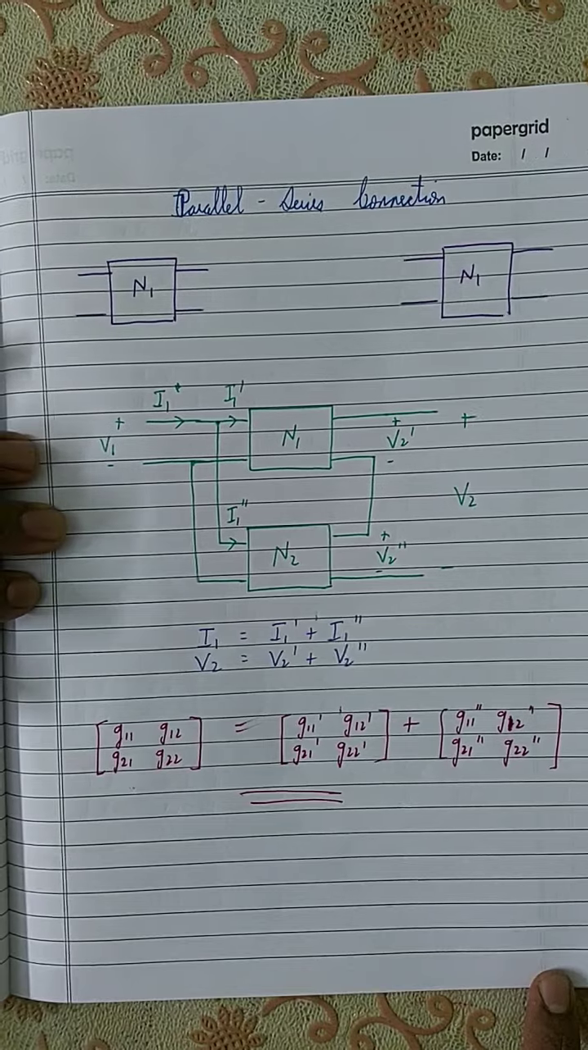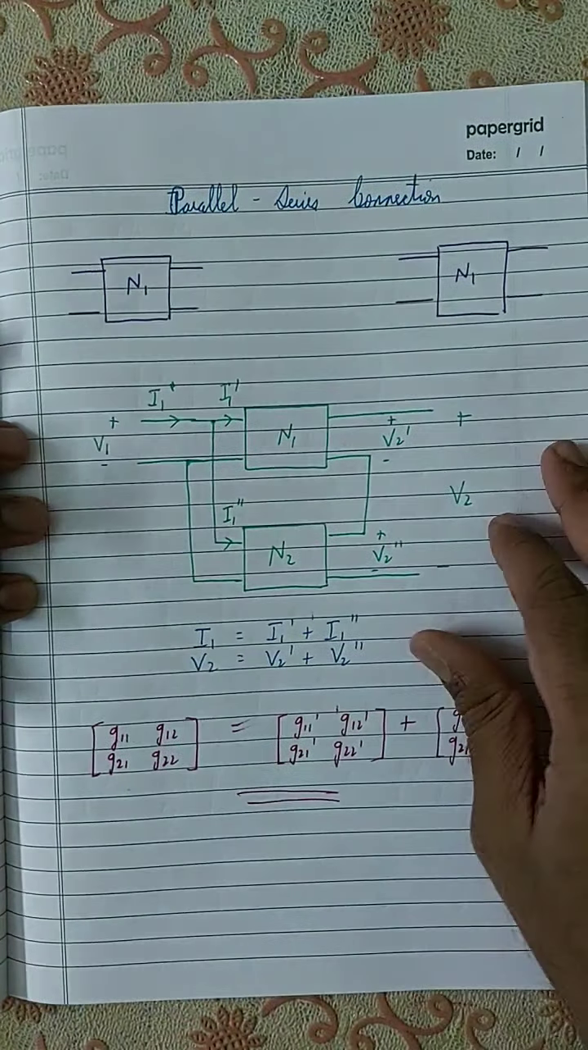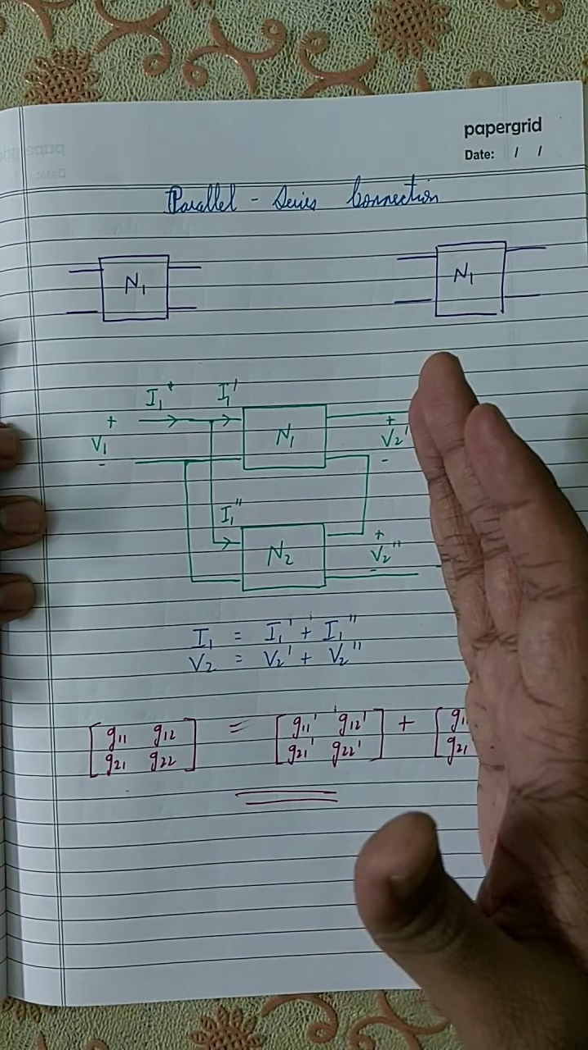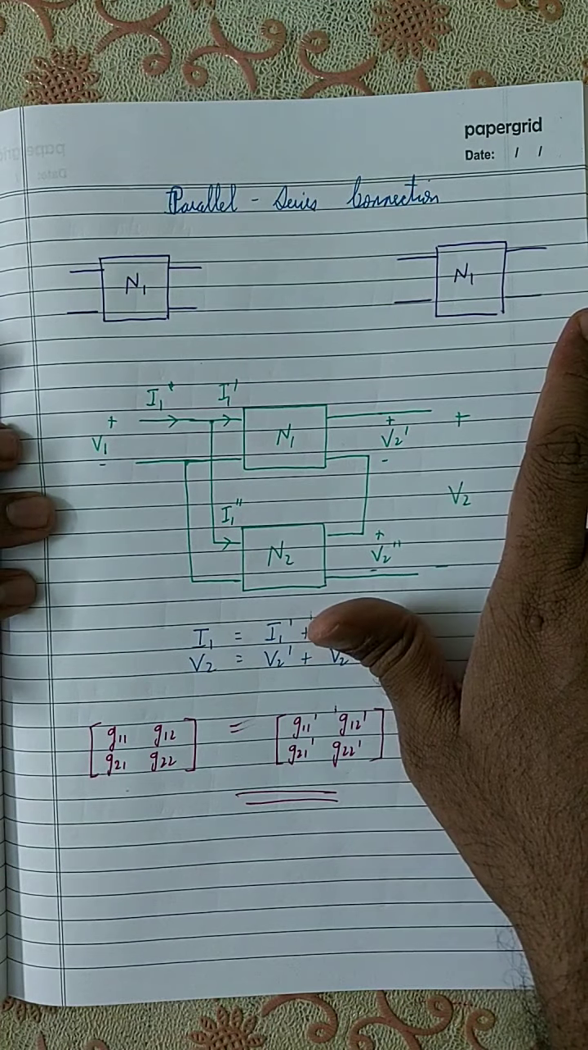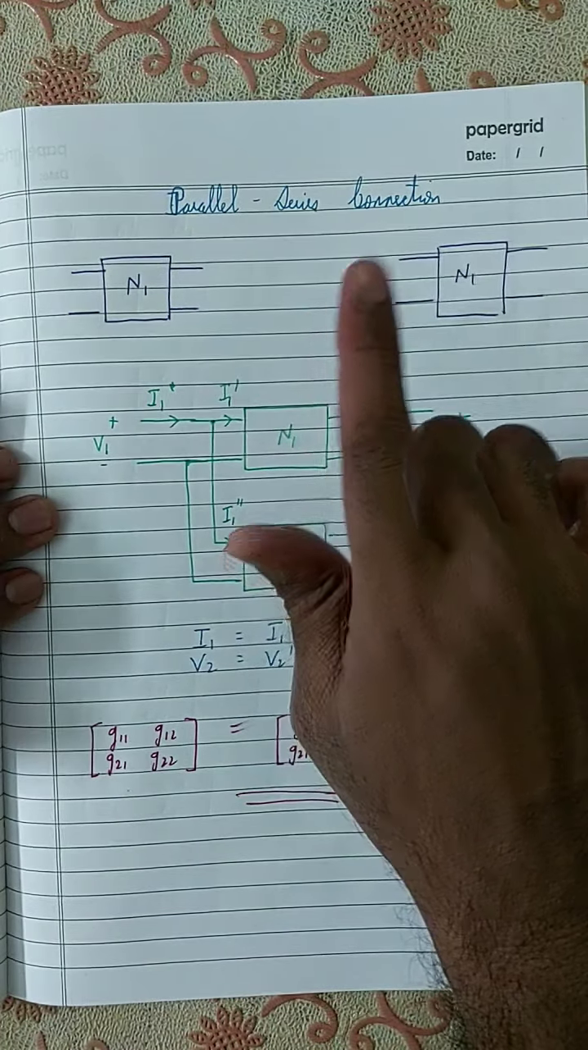Next we have the parallel series connection. This connection I want you all to do by yourself. I have explained the remaining parameters, so the explanation for this connection is exactly the same. So what is the meaning of parallel series connection?